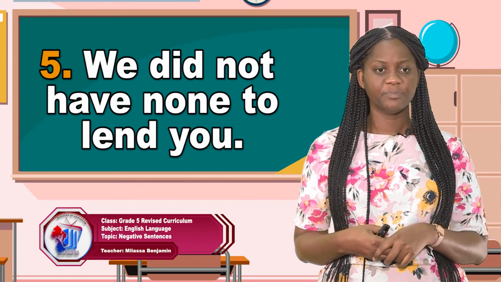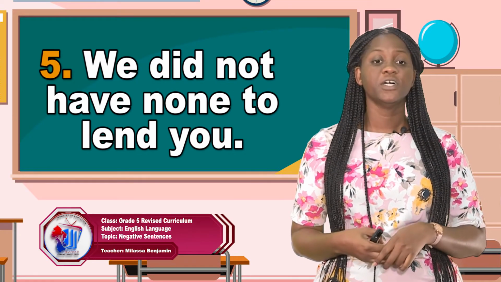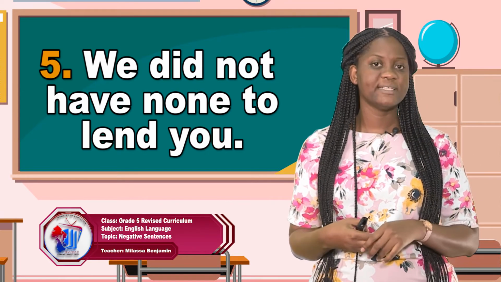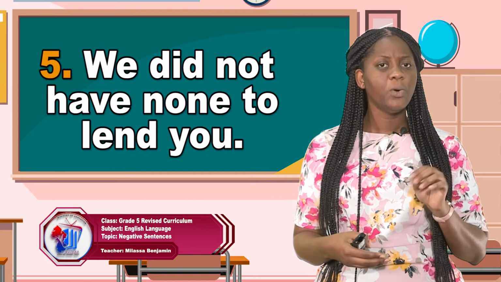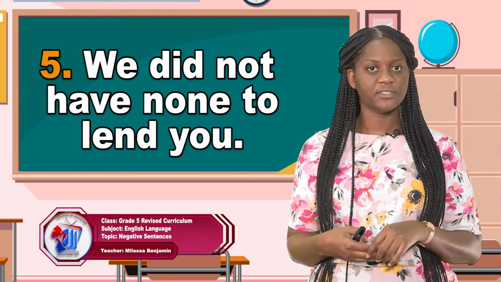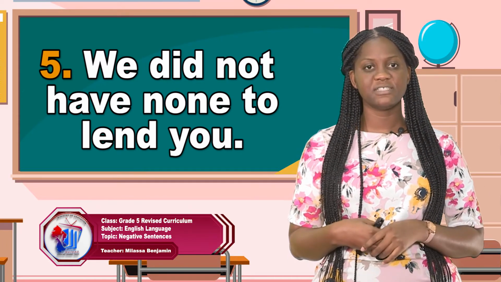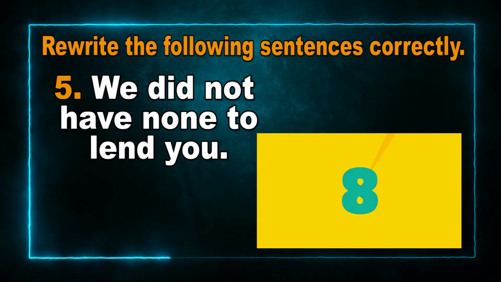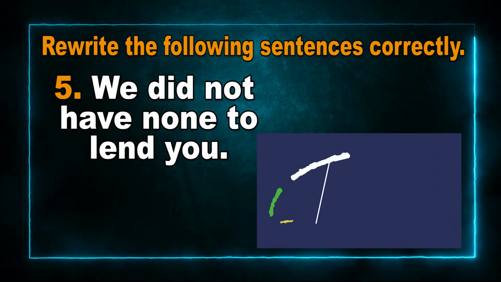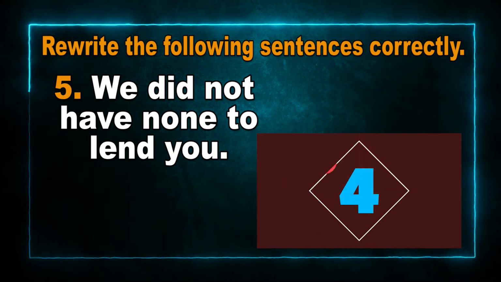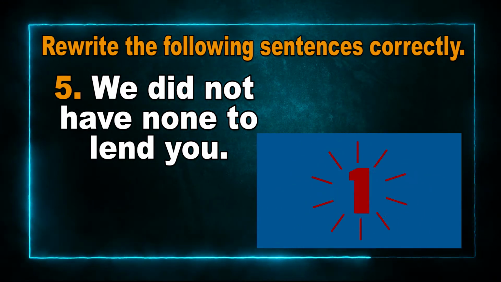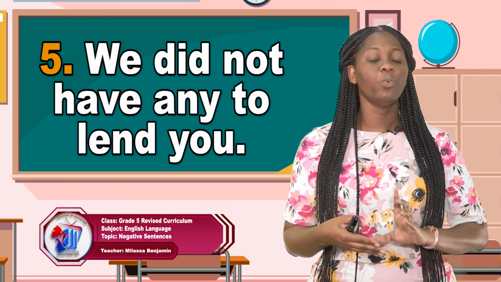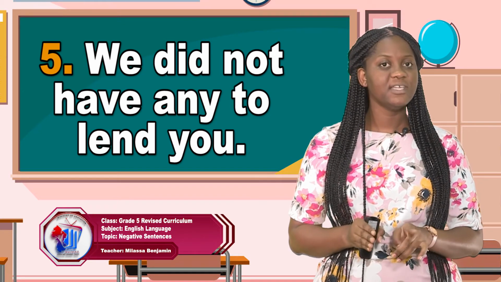Number 5, we did not have none to lend him. Again, this sentence contains a double negative, which is grammatically incorrect. Go ahead and correct the sentence. Boys and girls, I'm sure you have, we did not have any to lend him.